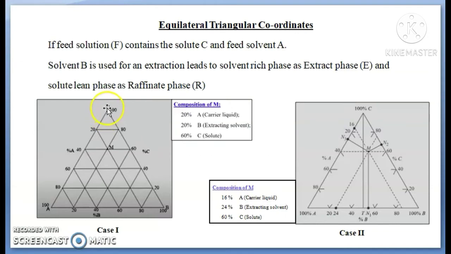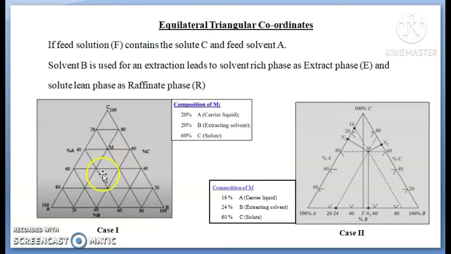Whereas the solute C is again going to decrease in the downward direction. Similarly, the percentage of B is 100% at apex B, but it decreases in the direction towards A. Now here, if you see the point M, what is the composition of point M?